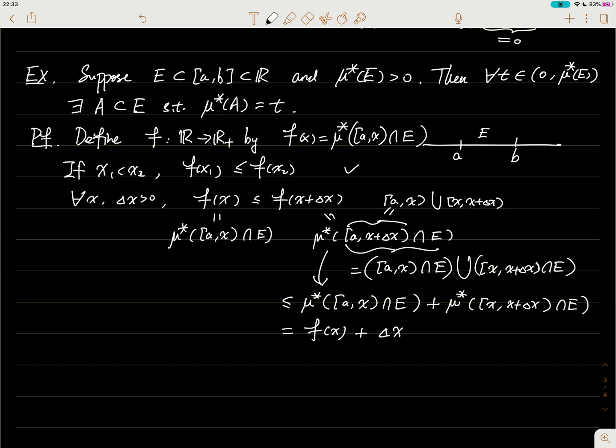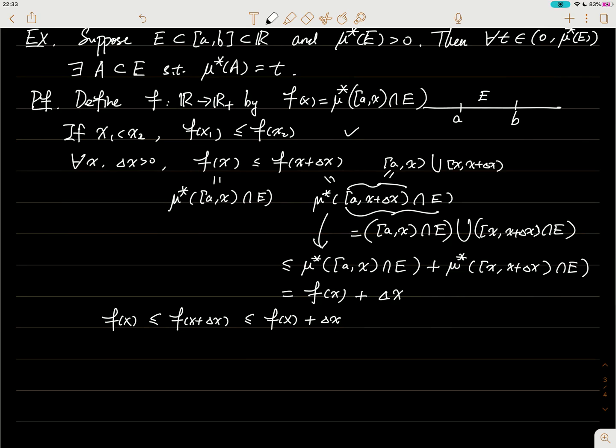So what we have proved so far is this: f of x is less than or equal to f of x plus delta x, and is less than or equal to f of x plus this delta x. Okay? So it is very easy to see that f of x plus delta x minus f of x is less than or equal to delta x. And this shows that f is Lipschitz continuous with Lipschitz constant 1. So f is 1-Lipschitz.